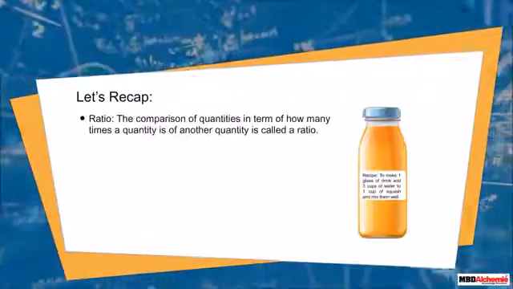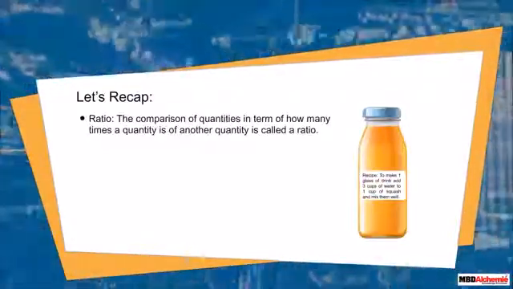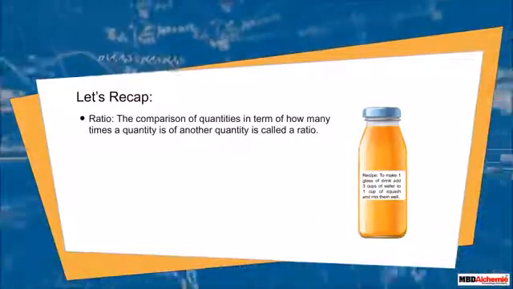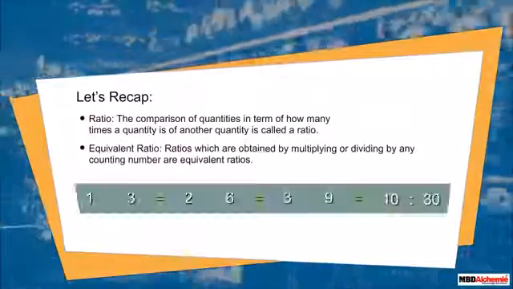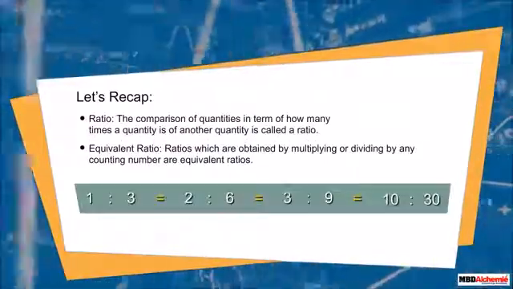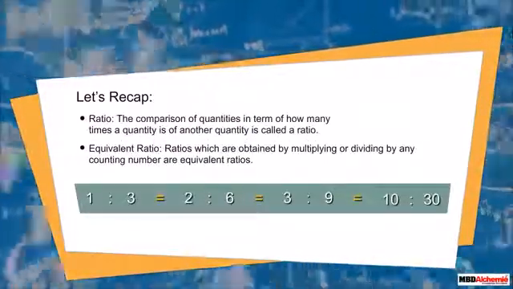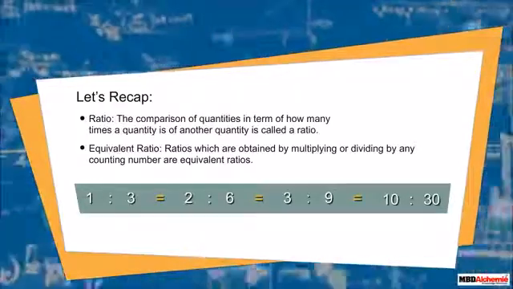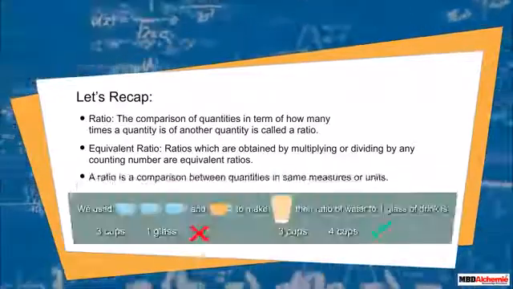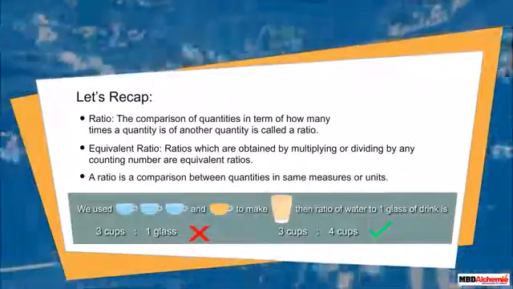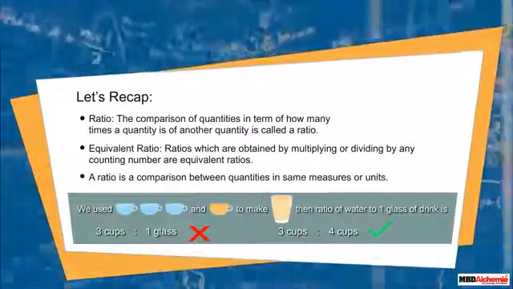Let's recap. Ratio. The comparison of quantities in terms of how many times a quantity is of another quantity is called a ratio. Equivalent ratio. Ratios which are obtained by multiplying or dividing by any counting number are equivalent ratios. A ratio is a comparison between quantities in same measures or units.